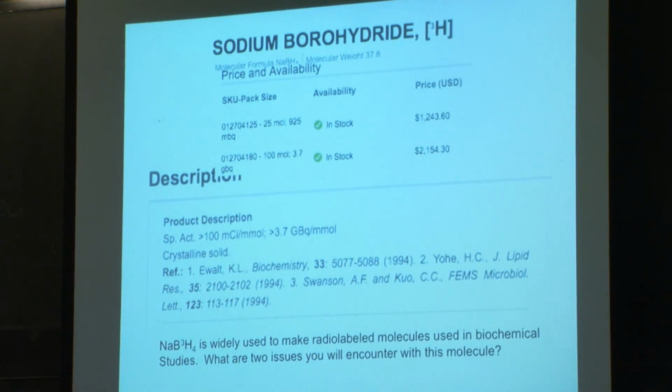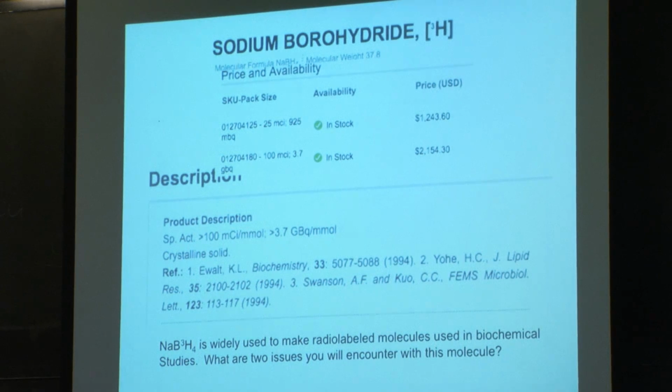This is frequently used. We'll see this used later on. Anybody remember what sodium borohydride does? Yeah, it's a reductant. So you can reduce a ketone or an aldehyde to an alcohol. So that's frequently used to put in tritium.